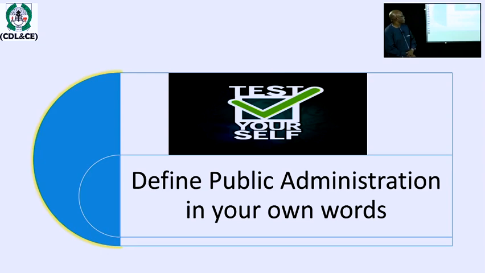The next thing we want to find out is that, now that I have defined for you administration, meaning to manage or to serve, and also public administration. When we put the public there, it refers to governmental administration, which gives us the meaning that public administration has to do with the activities of government put together to manage the affairs of the state or people. So now that you have known that, I want you to test yourself. Take your pen, write down in your own words what you understand by public administration.